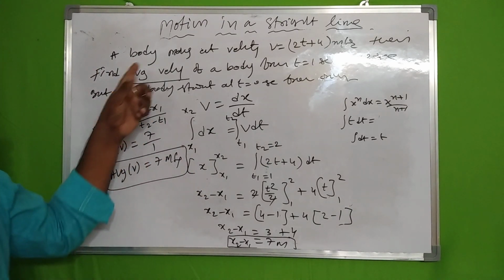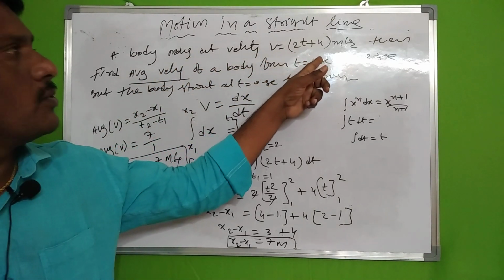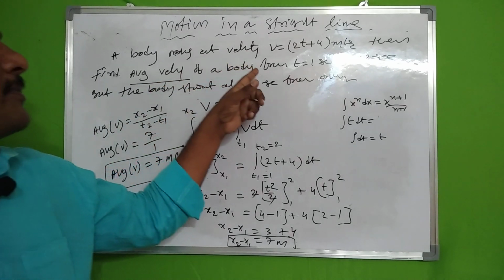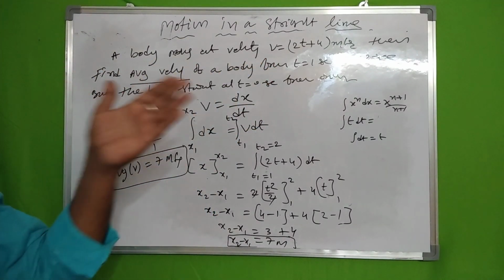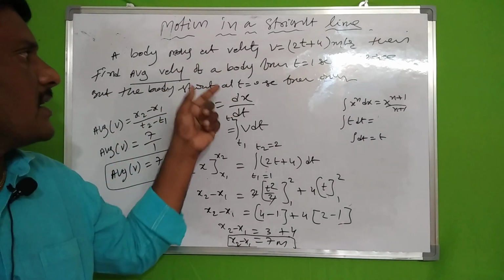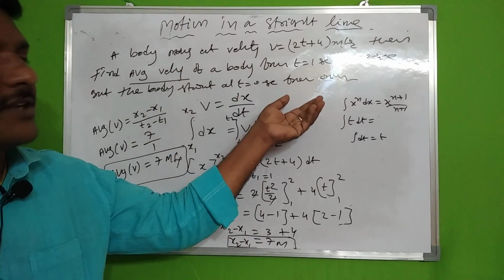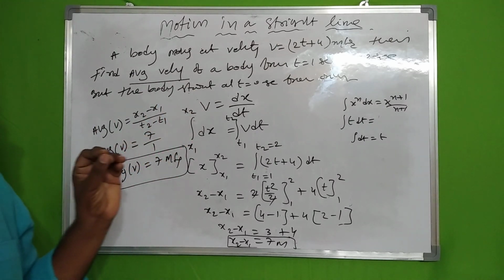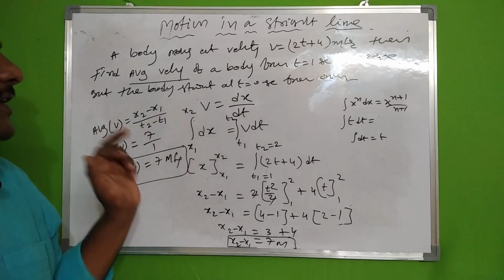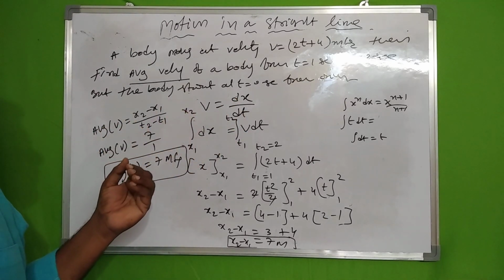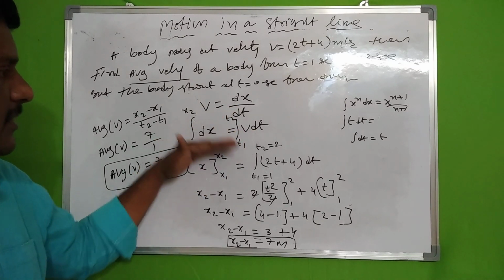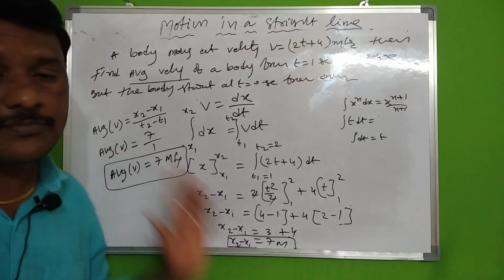Okay, once more. A body moves at a velocity 2t plus 4 meter per second. Then find the average velocity of the body from t equal to 1 second to t equal to 2 second, but the body starts at t equal to 0 second from the origin. So according to the statement, times are given. We know that v equal dx by dt, the instantaneous velocity basis, so dx equal to v into dt, limits are applied. So the problem can be solved.